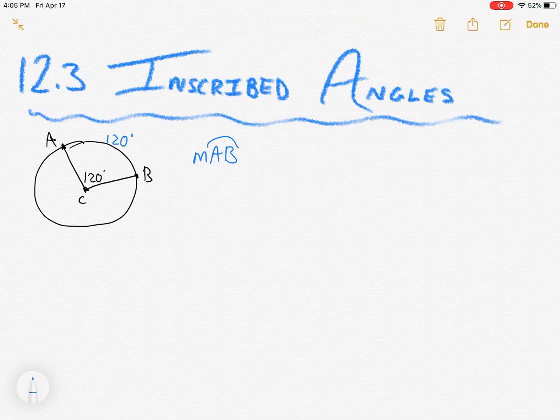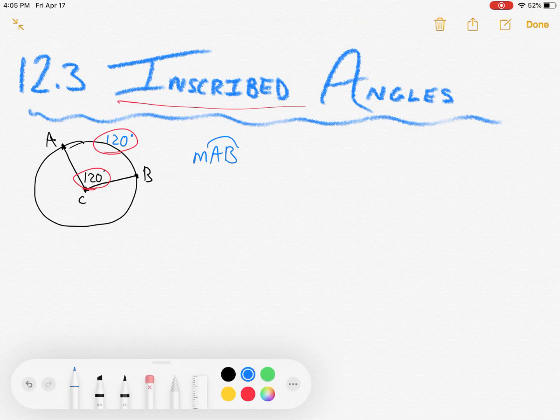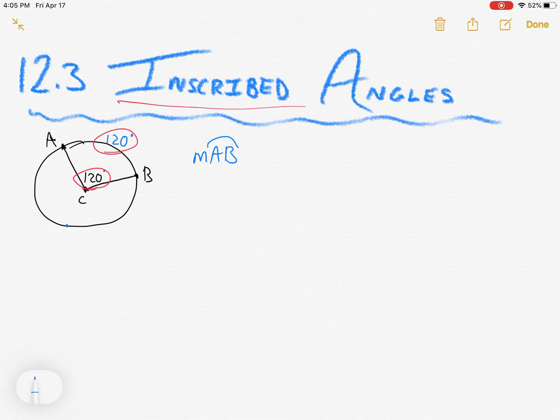So we've already learned that this must also be 120, which we call the measure of the arc AB. Not the length, but the measure. So the measure of a central angle always equals the measure of its intercepted arc. Always the same. But this section's about inscribed angles. We haven't learned about inscribed angles yet, so let me show you what it is.